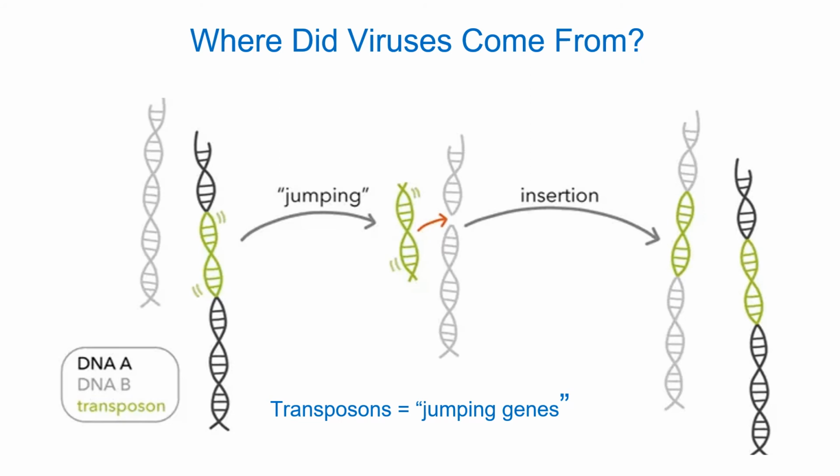In our cells, we have bits of DNA that are known as transposons. This is a short piece of DNA and it codes for a protein. And the protein it codes for, all it does is cut that piece of DNA out and move it somewhere else.